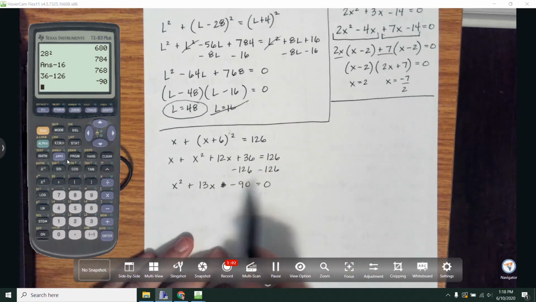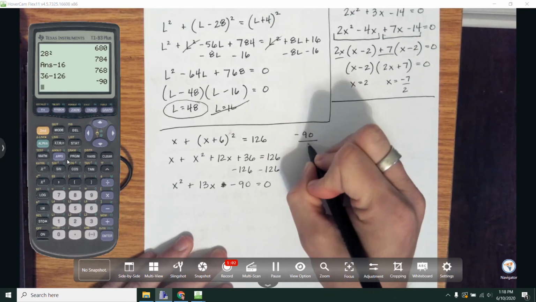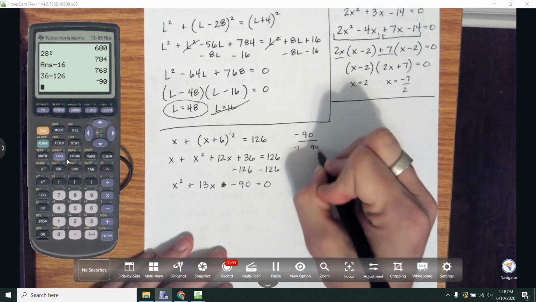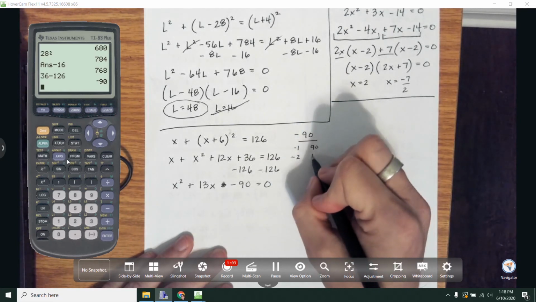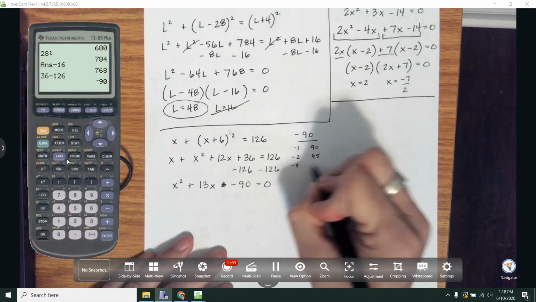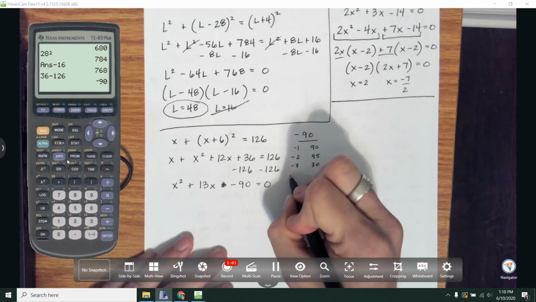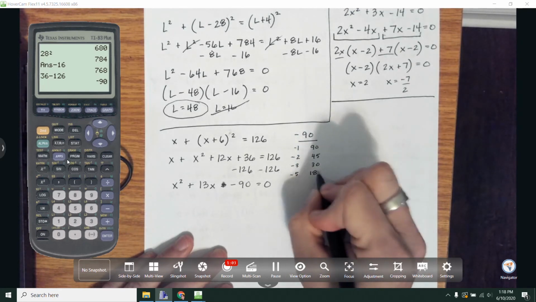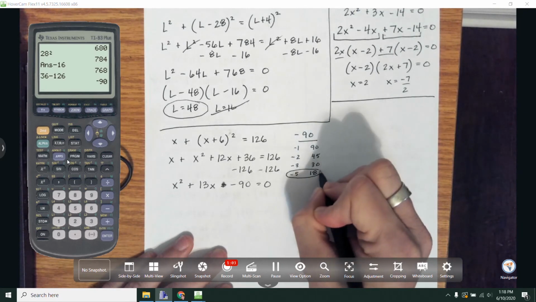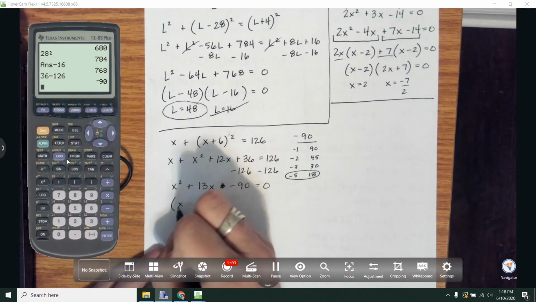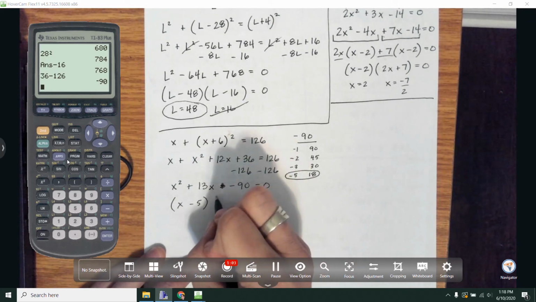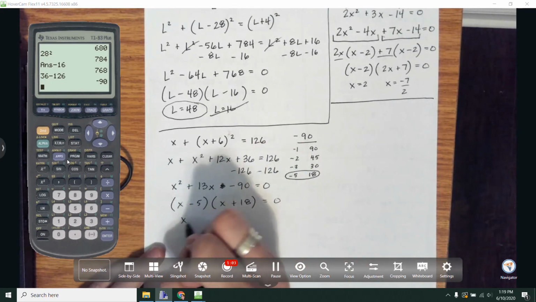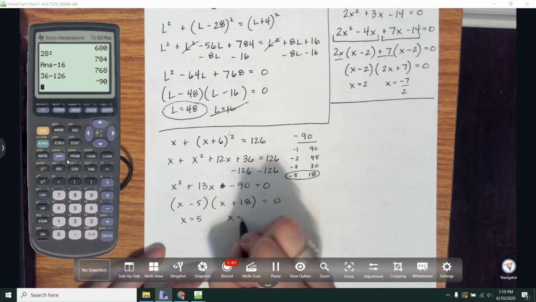So if we're listing off our things that give us negative 90, we can go down the list. Remember, our positive is going to be the bigger number. So we're going to have negative 1 and 90, negative 2 and 45, negative 3 and 30. 4 doesn't work. We got negative 5 and 18, and that's where we found our things we need. So this is going to be x minus 5 and x plus 18 equals 0. Okay, so x equals 5, and then x equals negative 18.